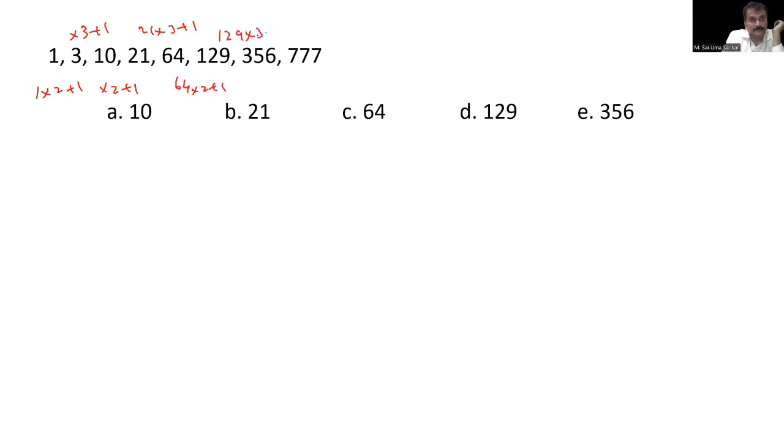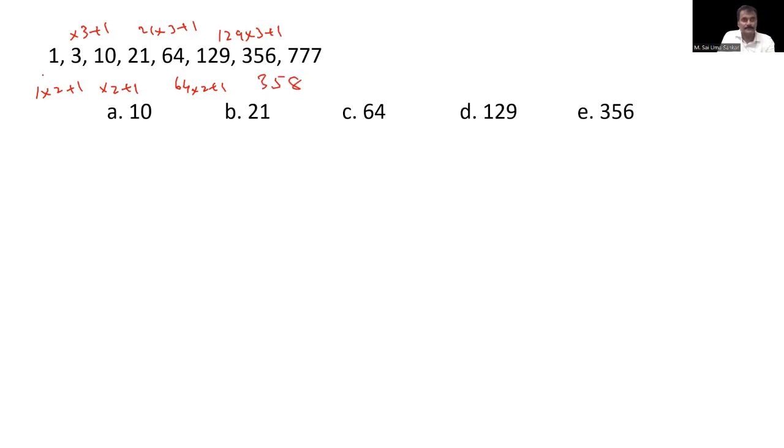129 into 3 plus 1, 130 into 3, that is equal to what happened? Suppose 130 into 3, 360. 360 minus 3, 357. Okay, 357 plus 1, 358. Suppose this is the 358, then this sequence satisfies the condition.